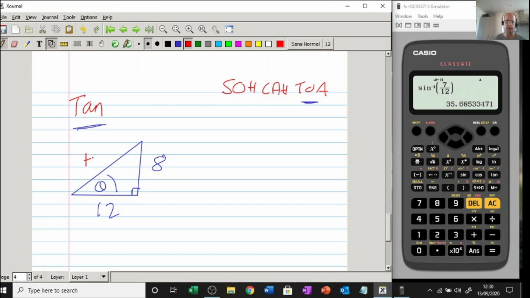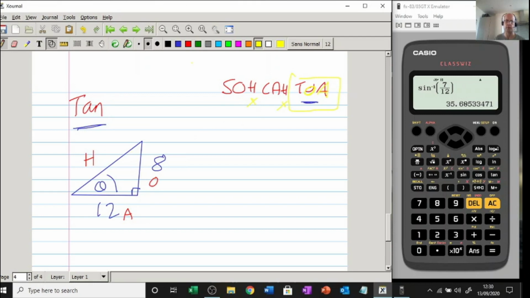So that's going to be the hypotenuse. We don't need to know that because we're using tan. We don't know what it is. This is opposite and this is adjacent. Opposite and adjacent. So we don't know the hypotenuse, so we can't use sine, we can't use cos. We can, however, use tan because we know opposite and we know adjacent.